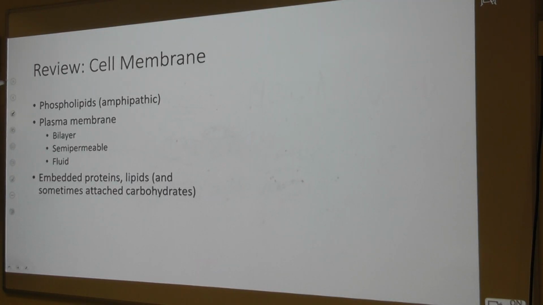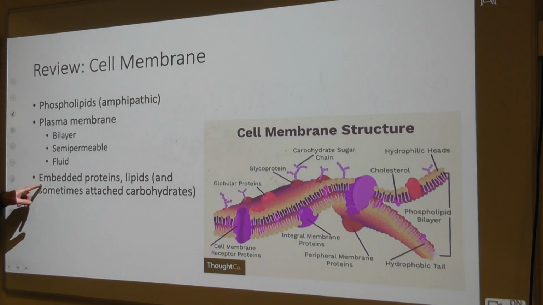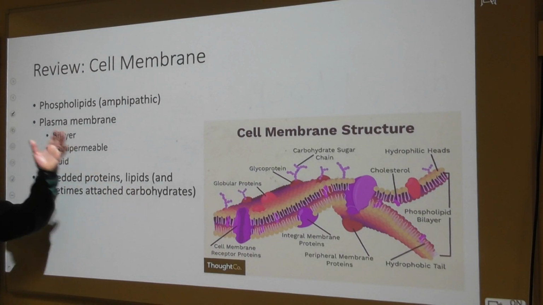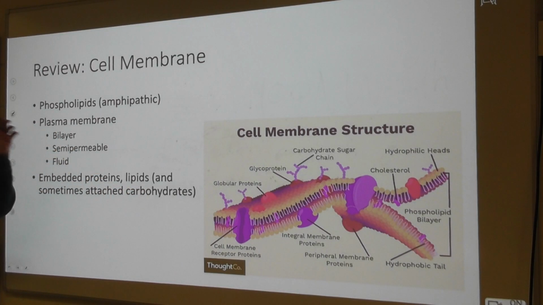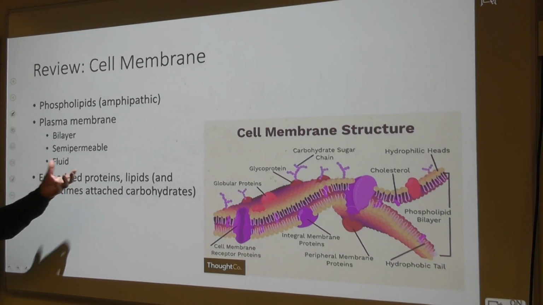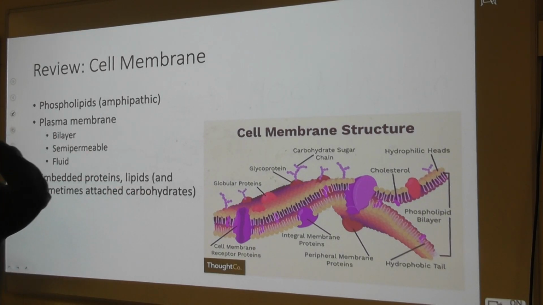In the cell membrane, there are other things besides phospholipids, so there's all sorts of embedded proteins, there's embedded lipids, they can have carbohydrates attached to them, so you get those glycolipids and glycoproteins, where you have something in the cell membrane with a carbohydrate attached to it.